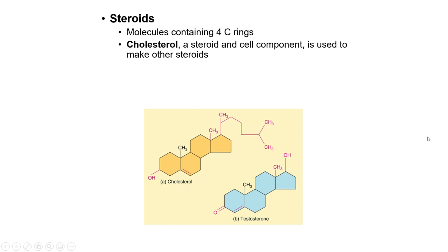Here's steroids. They are molecules consisting of 4 carbon rings. Cholesterol is a type of steroid and a cell component, and we find it in the cell membrane. There are chains of cholesterol that allow for flexibility of the cell membrane.